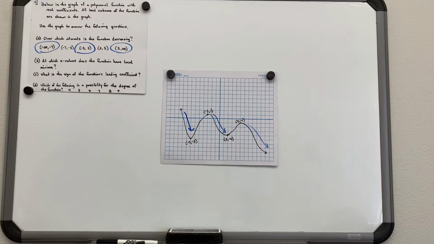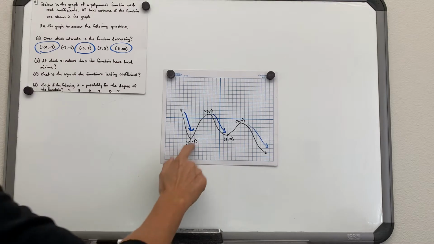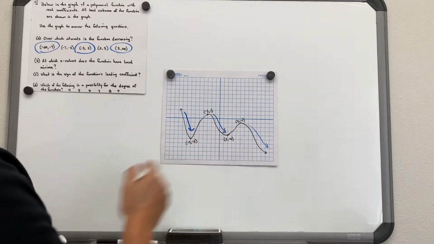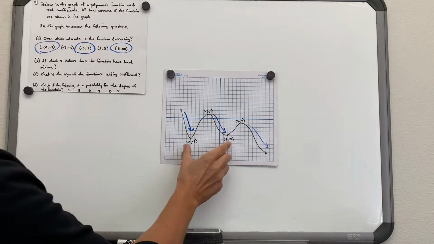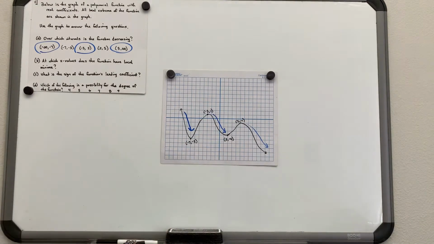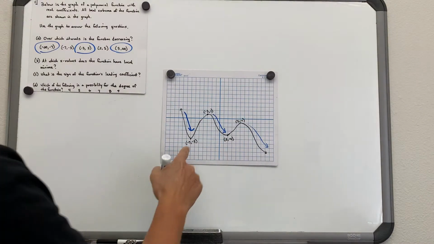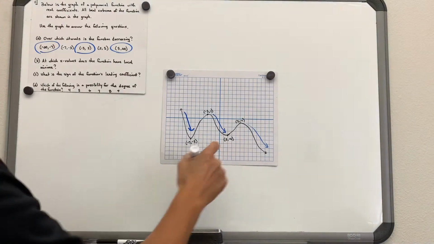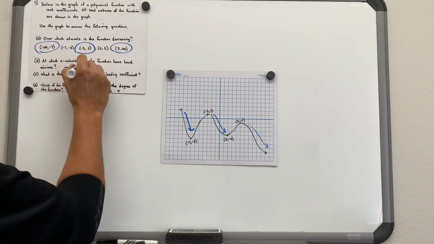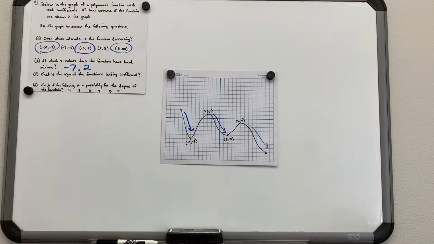It says, at which x values does the function have local minima? So I've labeled all the local extrema. The two minima are right there. And so the x values would be negative 7 and 2. So negative 7 and 2, they want us to put a comma. Those are both x values, so we don't put them in parentheses together because it's not an x and a y, it's two x's.